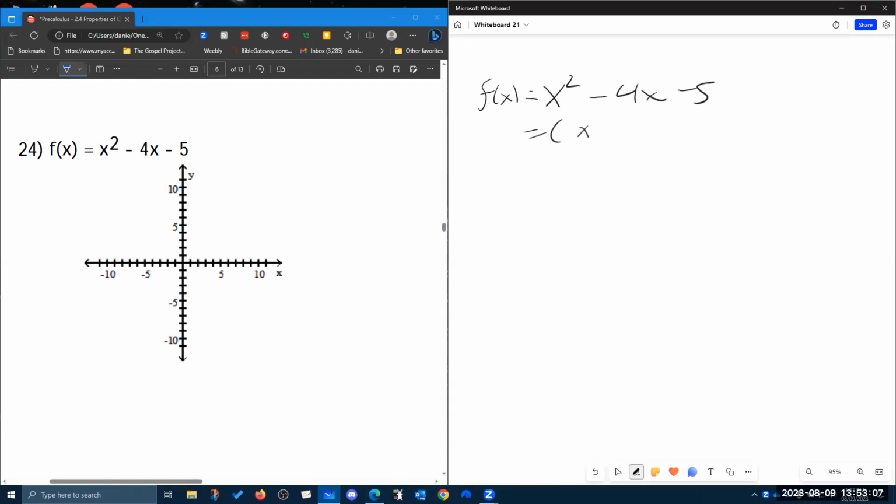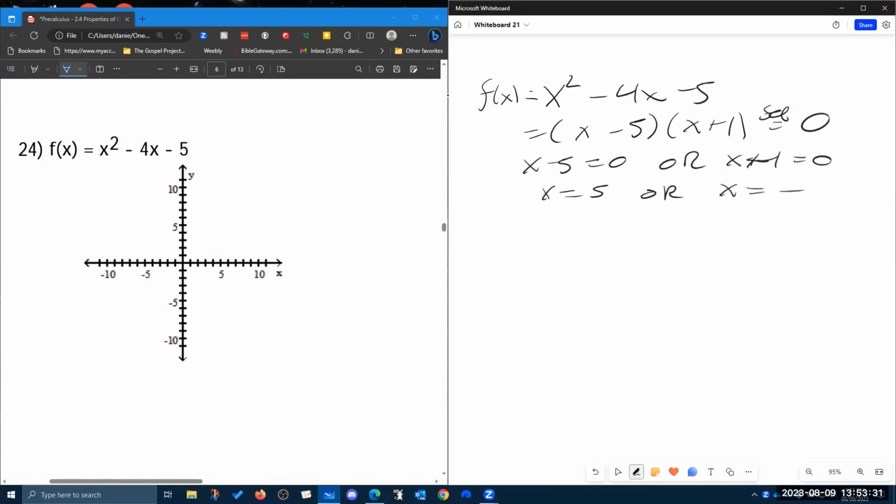It's going to factor into x minus 5 and x plus 1. And we set that equal to 0. It's going to give us that x minus 5 equals 0 or x plus 1 equals 0. X is going to be equal to 5 or x is going to be negative 1. Note that our y-intercept is going to be 0, negative 5.